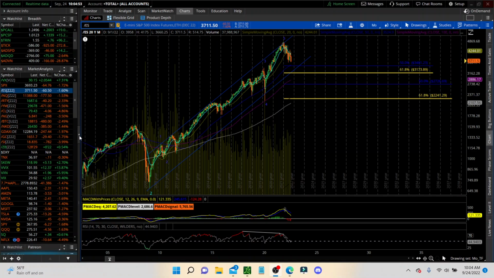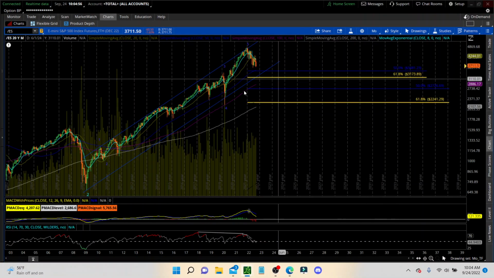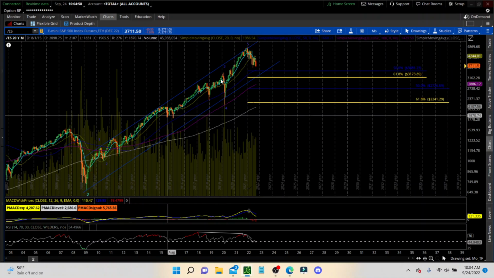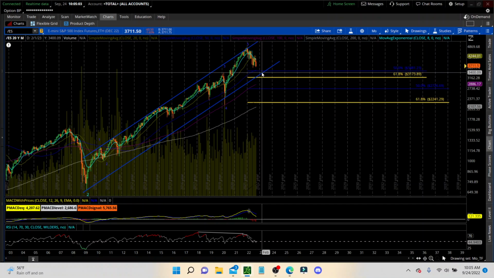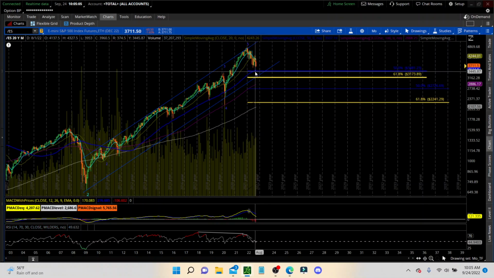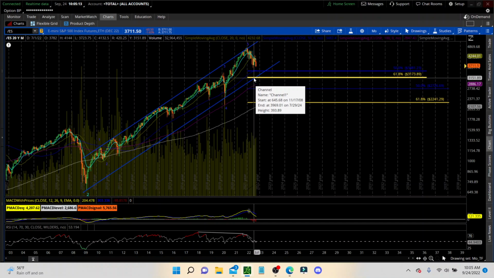ES on the monthly time frame. Okay, guys. After our 5-wave move up this channel, we're headed towards the target, the bottom of the channel. We have our first target, the 50% retracement around the 3,500 area. Also the 618 around the 3,200 area.